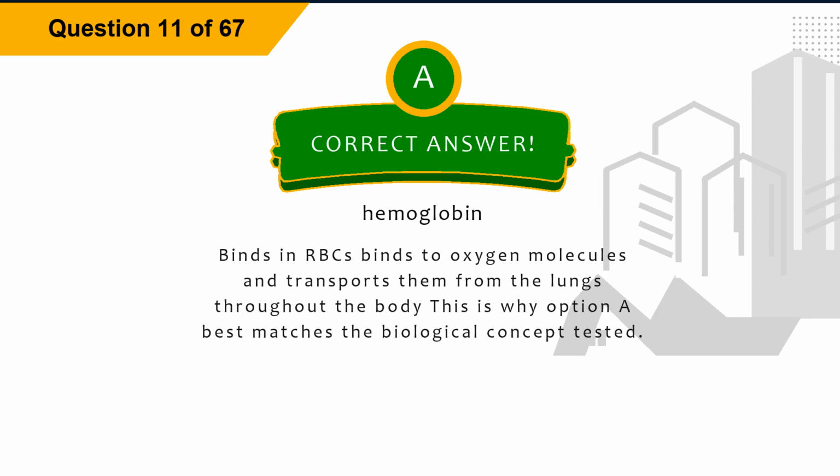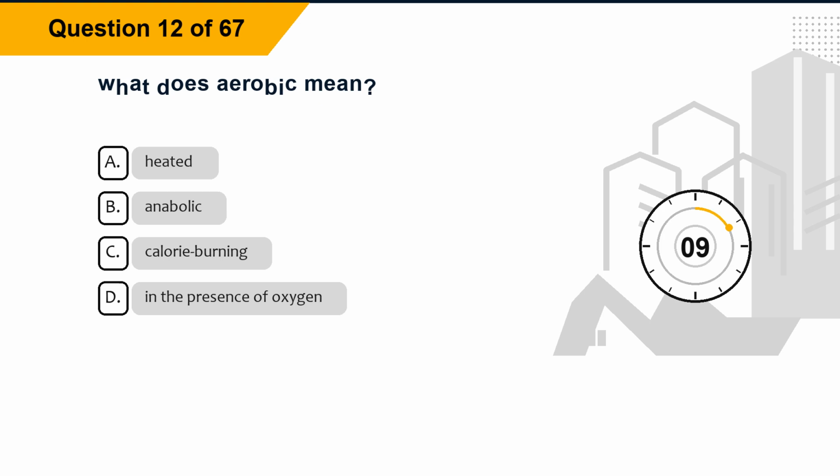Explanation: hemoglobin in RBCs binds to oxygen molecules and transports them from the lungs throughout the body. This is why option A best matches the biological concept tested. Question 12. What does aerobic mean? Option A, heated. Option B, anabolic. Option C, calorie burning. Option D, in the presence of oxygen.